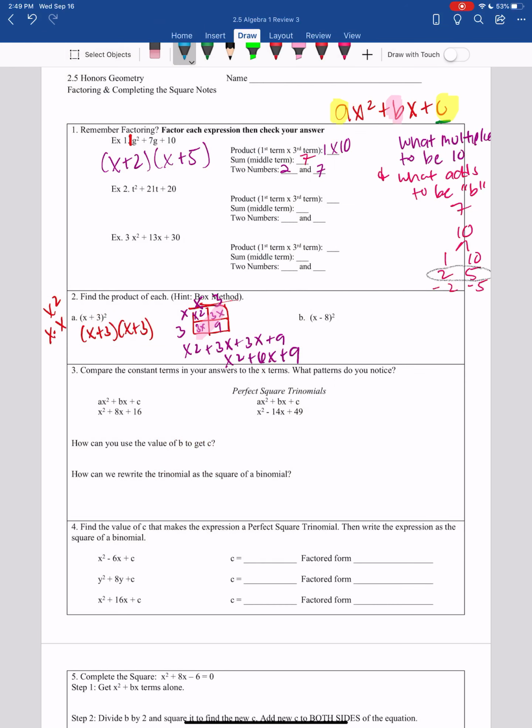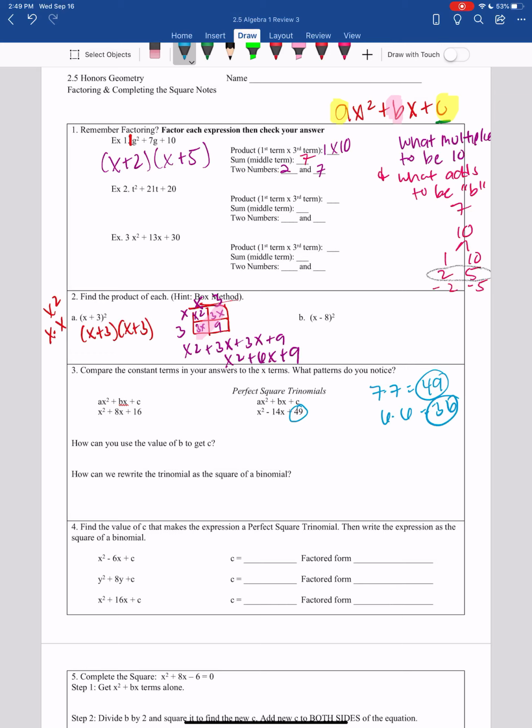So now we're getting to something called a perfect square trinomial. A perfect square trinomial is something where the first term is a perfect square. So anytime you have an x squared or a g squared, that's a perfect square. At the end, you're also going to have a perfect square. Perfect square means 7 times 7, so 49 is a perfect square. 6 times 6 is 36. 36 is a perfect square.